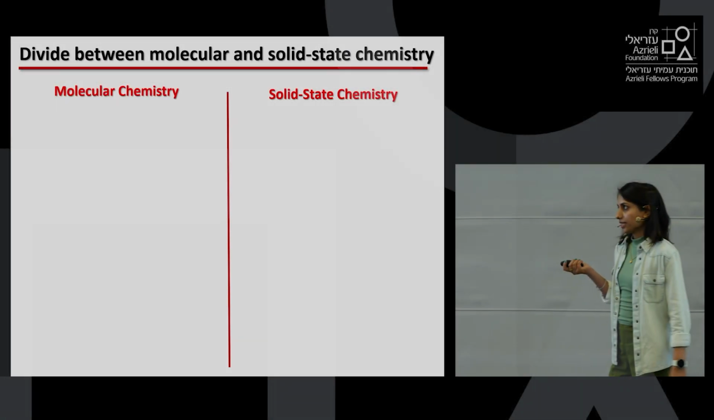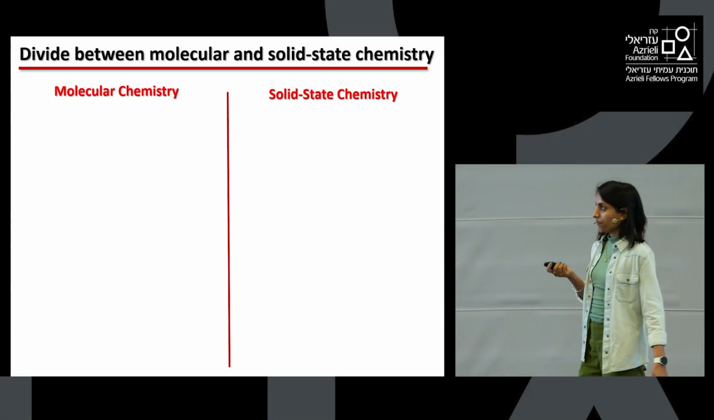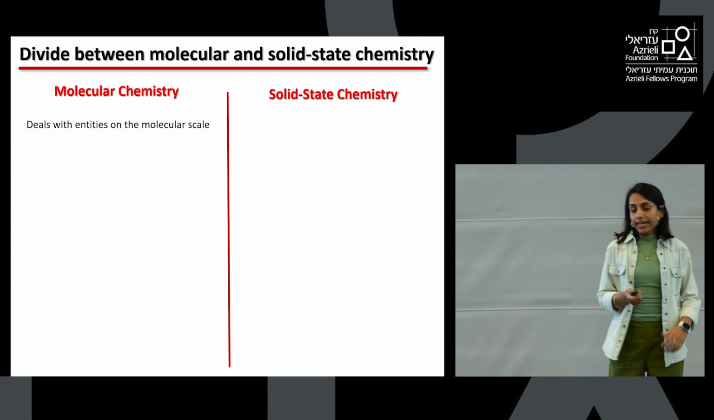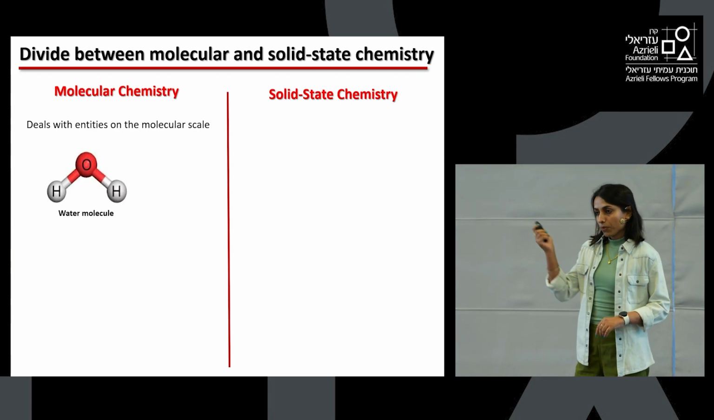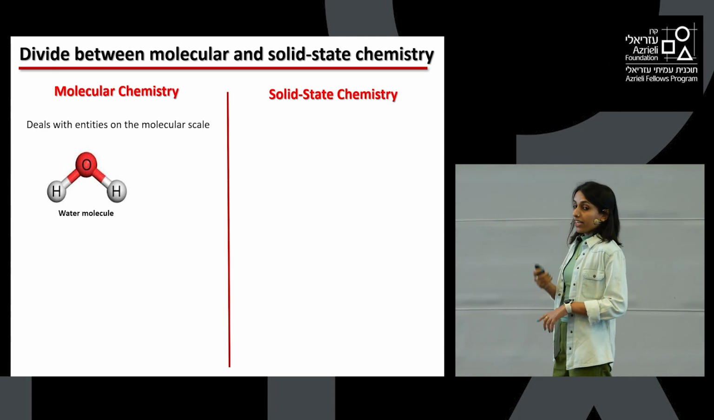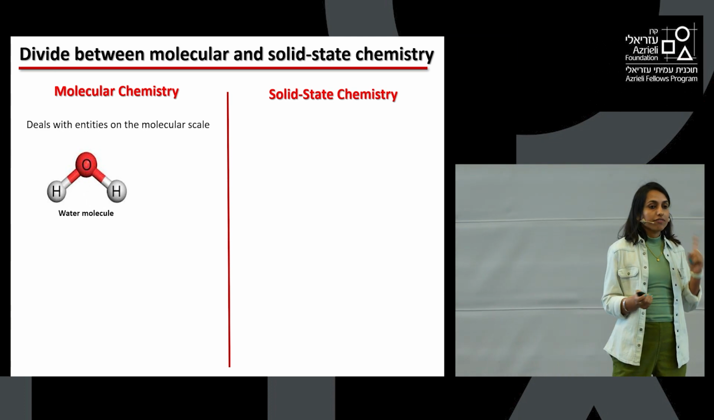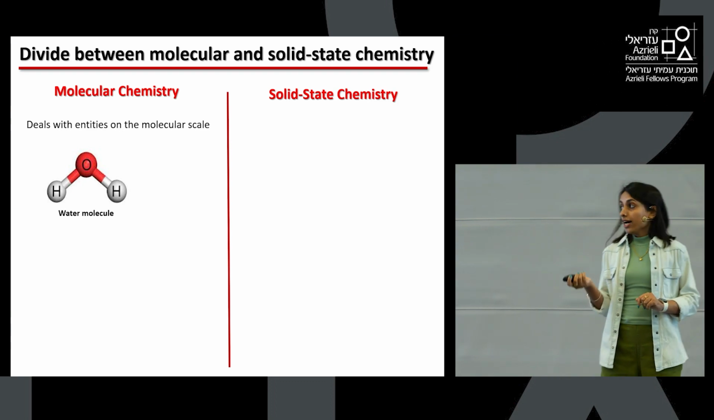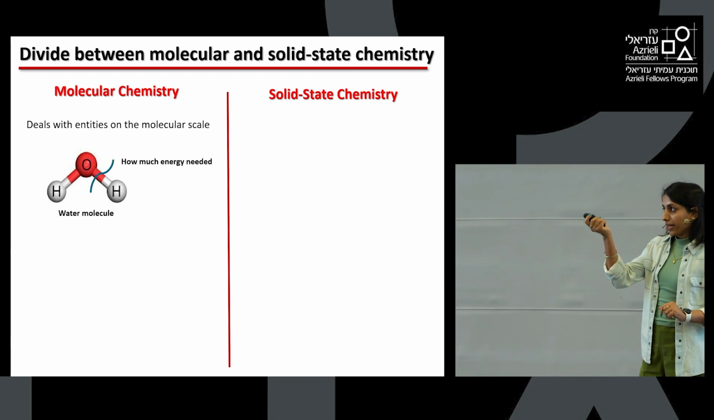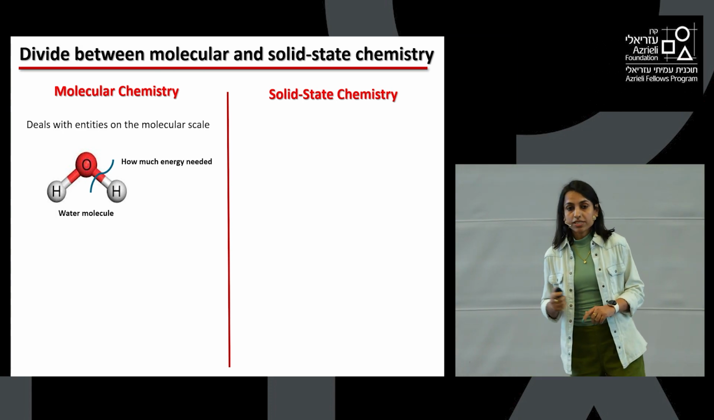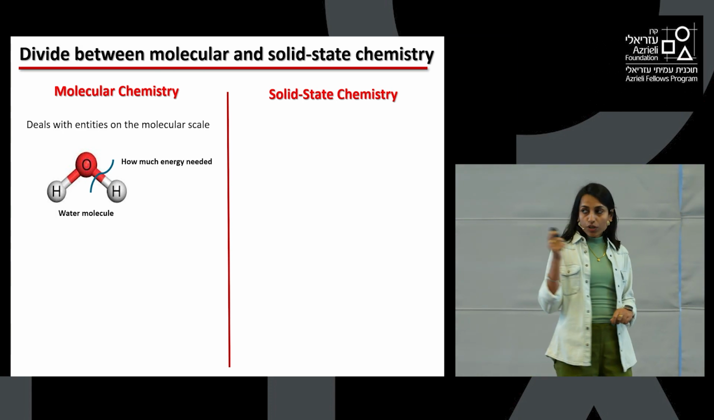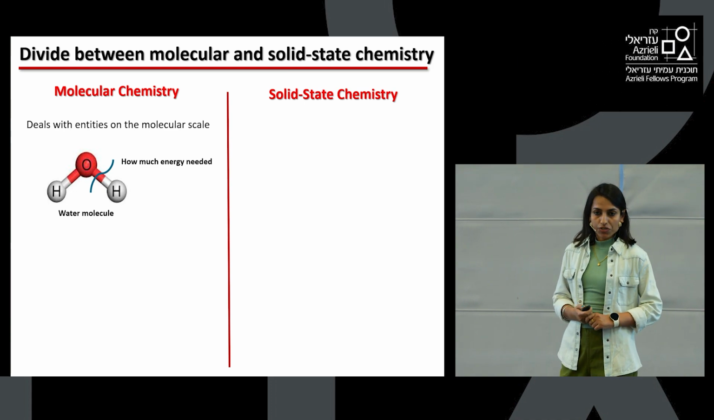Now let's understand it more deeply. Let's start with molecular chemistry. It deals with entities on the molecular level. Let's take an example. Suppose this is a water molecule. We can see water with our eyes, but we can't see a single molecule. Suppose we want to break this hydrogen oxygen bond. How much energy will be needed? That will be studied in molecular chemistry.